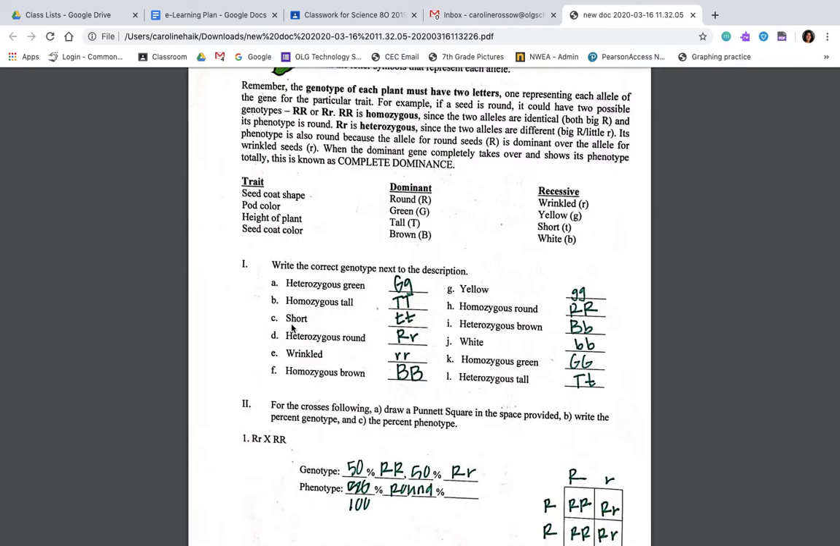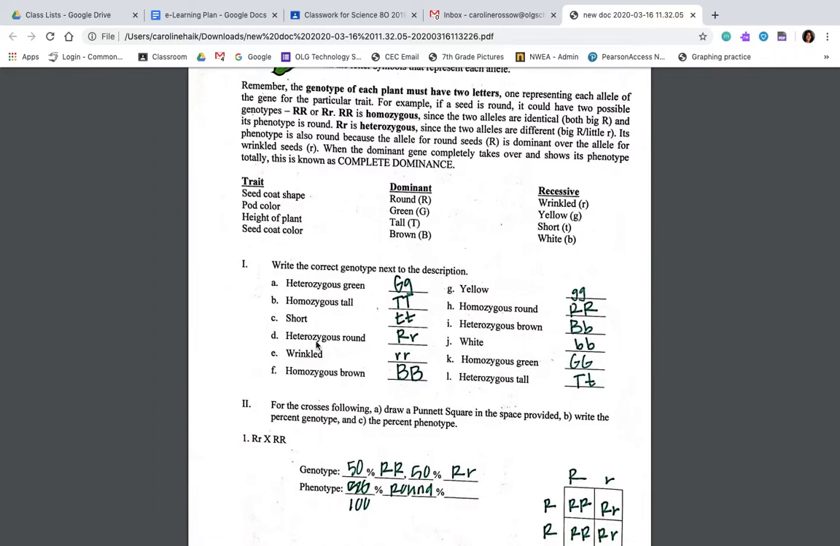It doesn't say homozygous or heterozygous. So the first thing we need to look at is, is it dominant or recessive? And it happens to be recessive. Anytime a trait is recessive, it is going to be two lowercase letters. So that's why they didn't feel the need to put homozygous short, because it's just assumed. So that's why it is lowercase, lowercase.